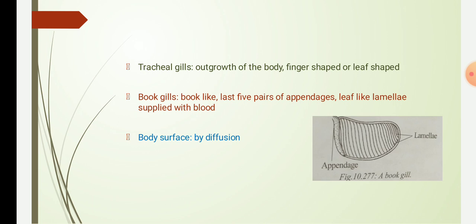So mayfly will have 7 pairs of leaf-like tracheal gills on the side of the abdomen, whereas the naiad of the damselfly, D-A-M-S-E-L, has 3 leaf-like tracheal gills attached to the posterior end of the abdomen. And in the naiads of stonefly, S-T-O-N-E, the tracheal gills are finger-shaped and are located at the base of the legs.